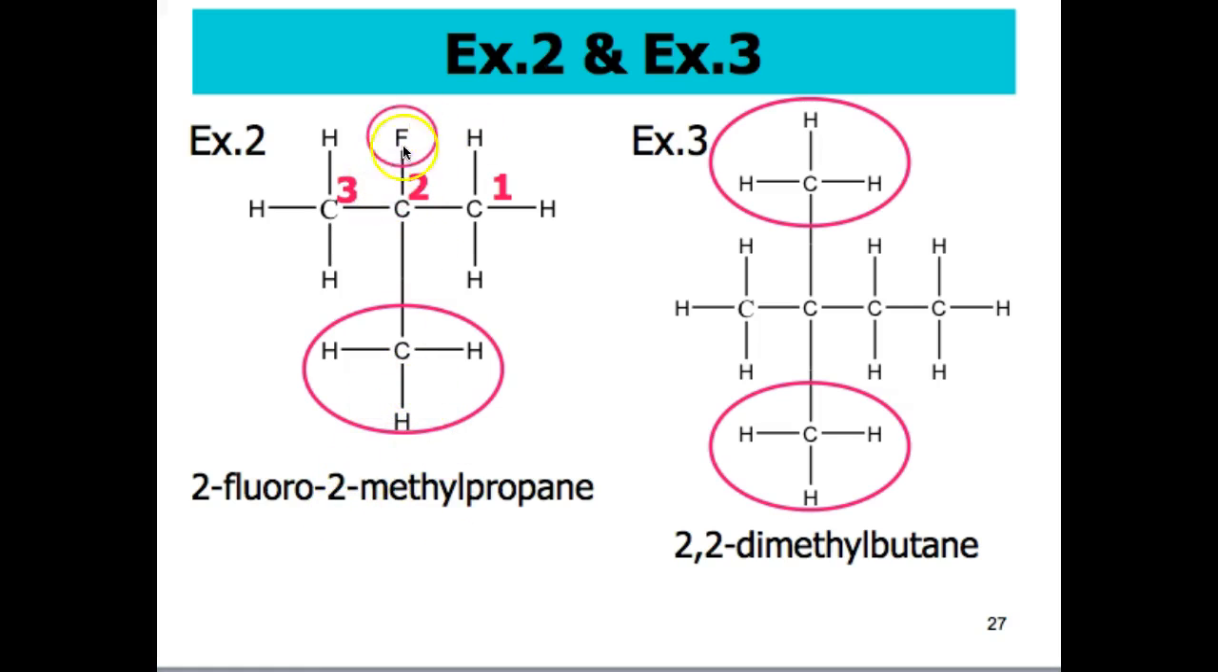Off the chain, we also have a fluorine. So fluorine, we call fluoro, is the prefix for fluorine, so we have 2-fluoro. How come the fluorine came before the methyl? Is because fluorine begins with an F and methyl begins with an M, and it's going to be alphabetical order for the substituent groups off the main chain.